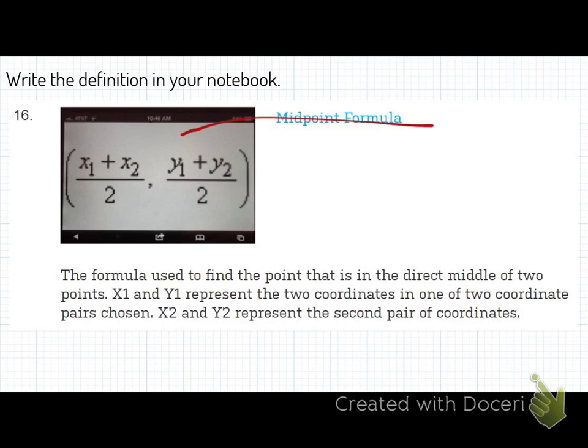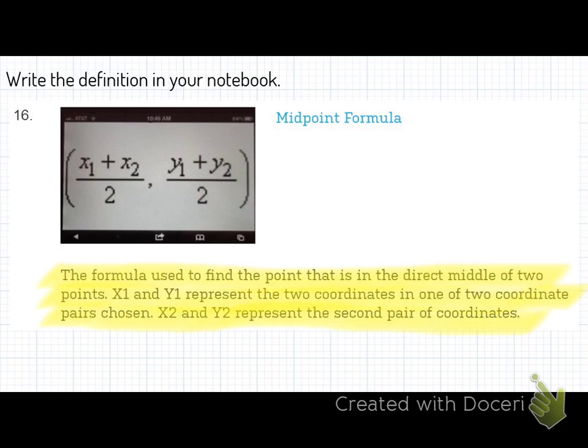Midpoint formula. We're going to talk about this in a couple days. Sorry about that. Not crossing it out. Okay. But this is it. You should memorize this, and we're gonna. I'll read the definition for you. It's the formula used to find the point that is in the direct middle of 2 points. X1 and Y1 represent the two coordinates in one of the two coordinate pairs chosen, and X2 and Y2 represent the second pair of coordinates.